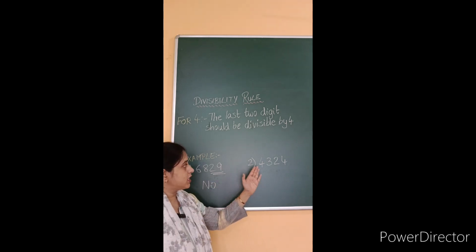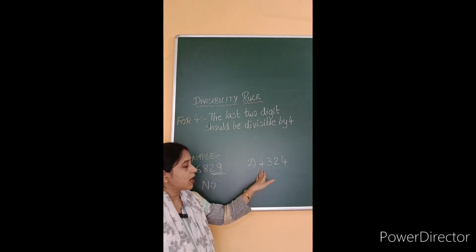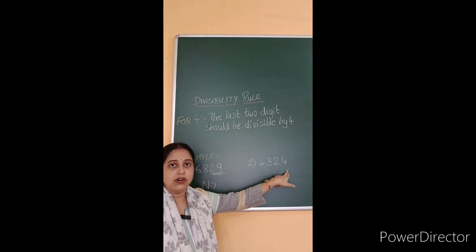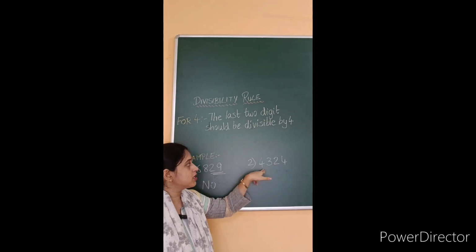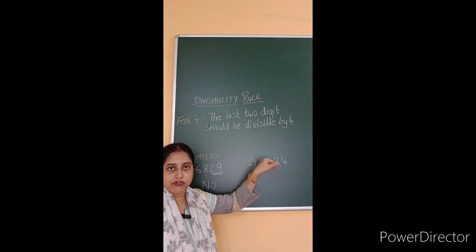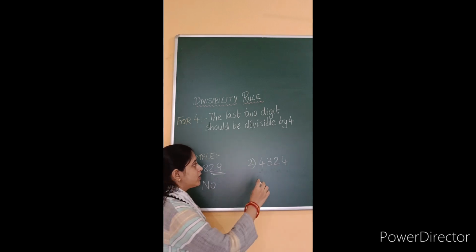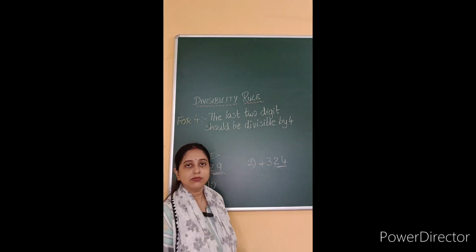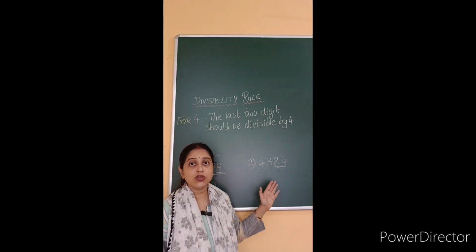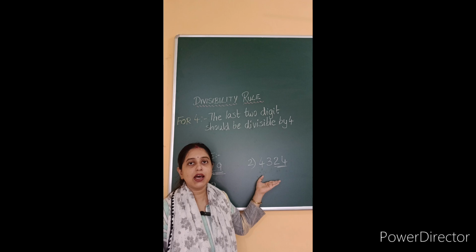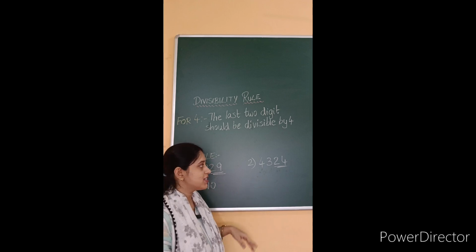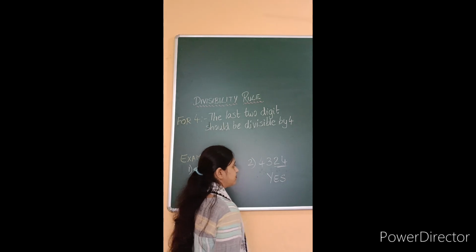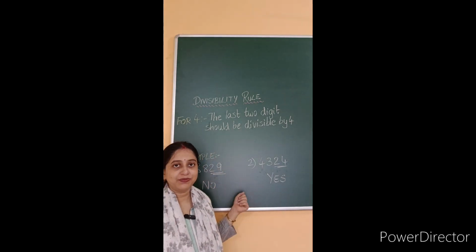Similarly, let's look at the second number, which is 4324. Let's see the last two digits of the number. The last two digits are 24. So yes, it goes in the table of 4. 4 sixes are 24. So the answer is yes. Understood?